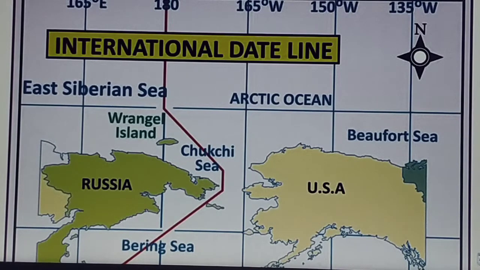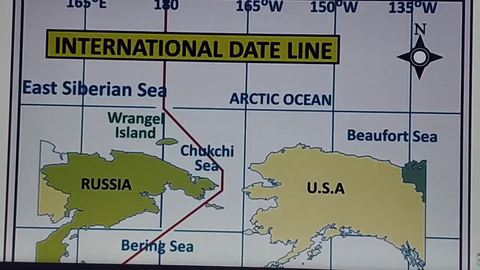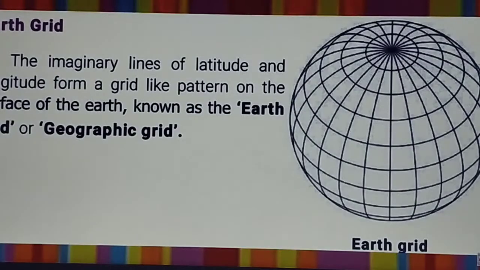Earth grid. The imaginary lines of latitude and longitude form a grid-like pattern on the surface of the earth, known as the earth grid or geographical grid. To locate a place exactly on the earth, the latitudinal and longitudinal extensions are required.